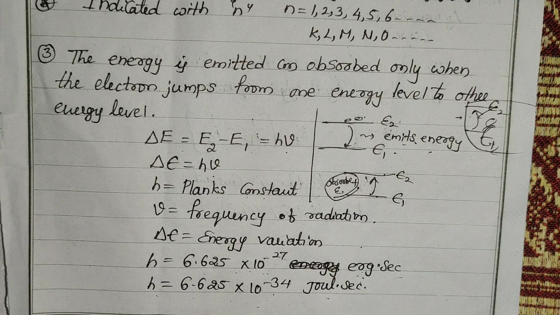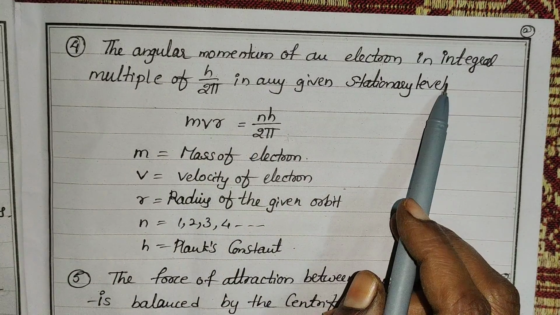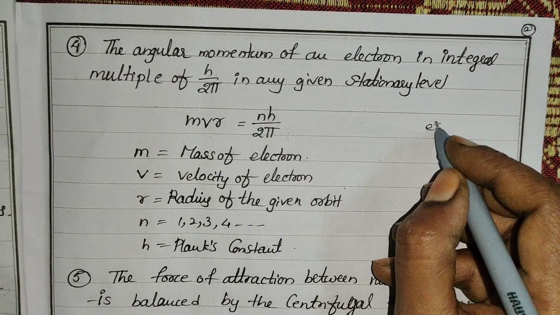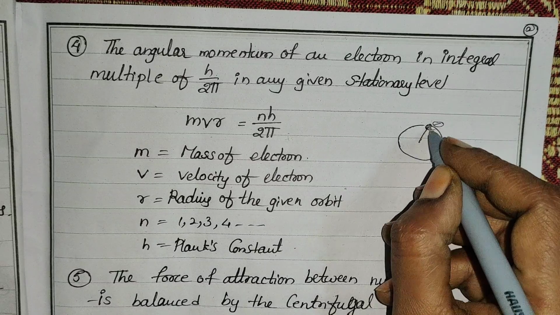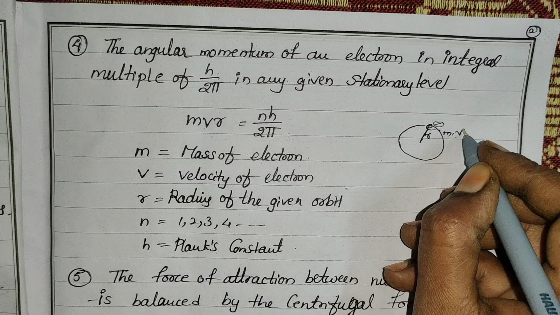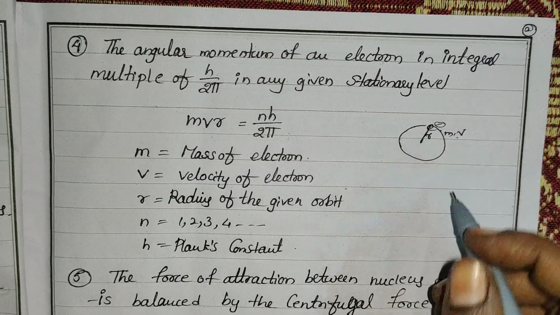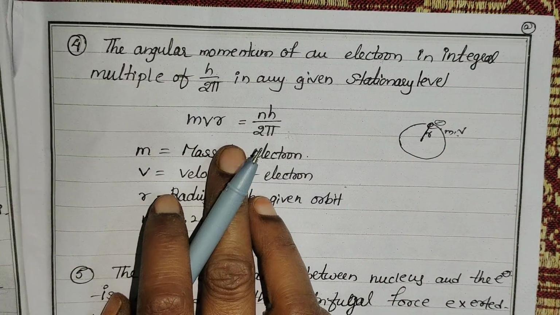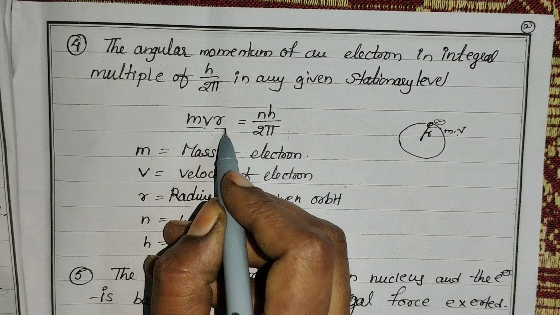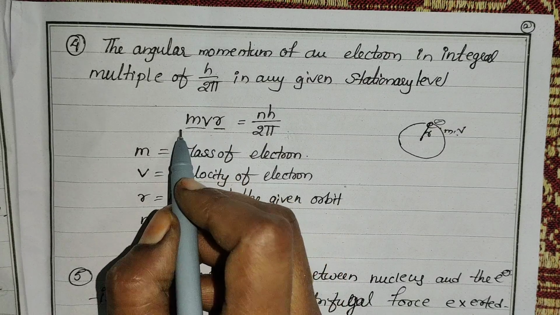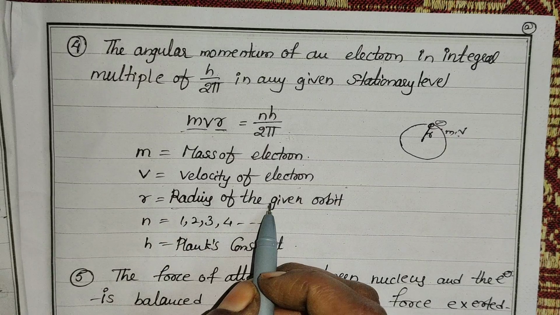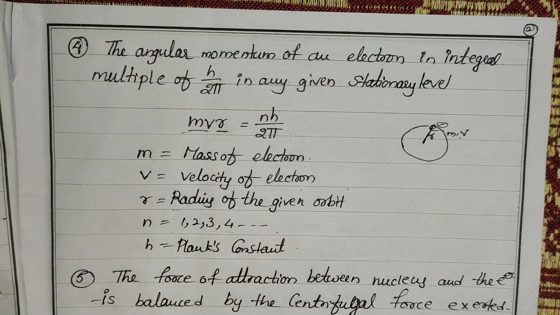Okay, so next, the angular momentum of an electron is an integral multiple of h by 2 pi. Why do we take angular momentum? The electron is revolving in a circular path, so it has mass, velocity, and a radius. That is why we take mvr, the angular momentum. mv is momentum, and the radius r is there. That is why mvr equals nh by 2 pi. m is the mass of the electron, v is the velocity of the electron, r is the radius of the given orbit, and n is 1, 2, 3, 4, as you already know very well.